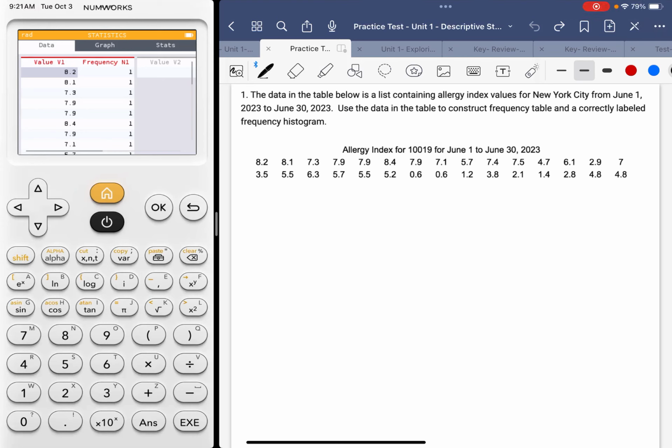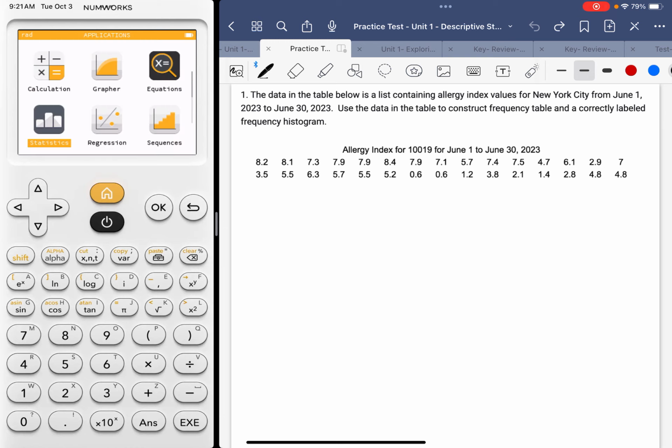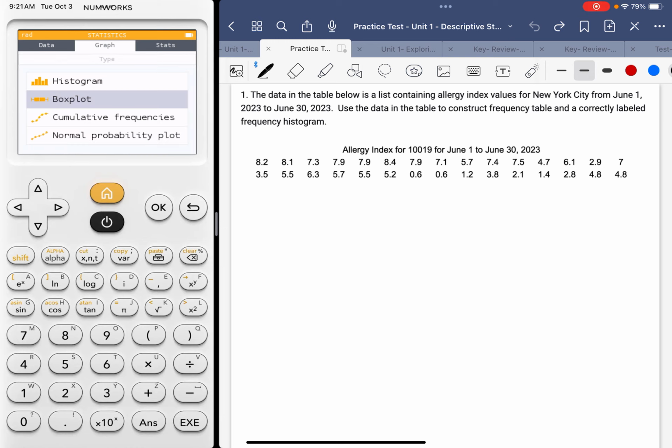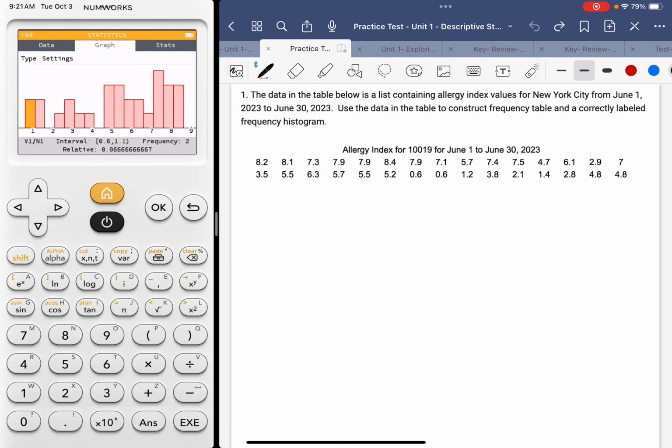All right, so looking at number one, we're asked to construct a frequency table and a correctly labeled frequency histogram. So I put my data into the statistics app in my NumWorks. So I'm going to go to graph. I'm going to select histogram. Now that's a lot of bars. I don't know that I want to have that many.